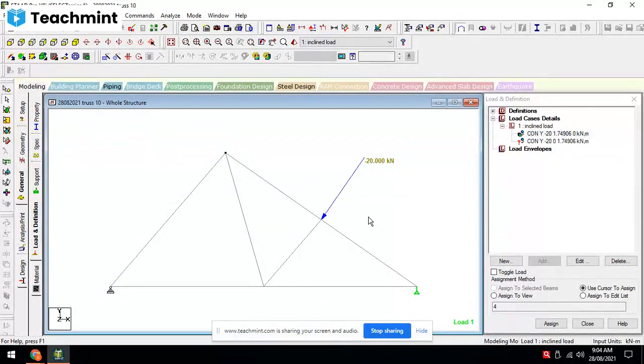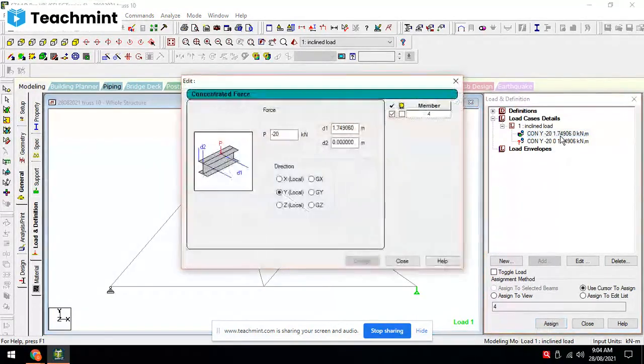Repeat, sir, please. Yes, please. Sir, explain once again. Okay. What do I have to explain, the load or other thing? Can I explain? Sir, Y local direction. Yeah. So what I have changed, you can see here.